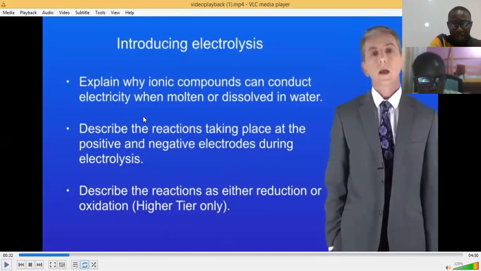Number one, you should be able to explain why ionic compounds can conduct electricity when molten or dissolved in water. Can you give an idea before I continue with this?